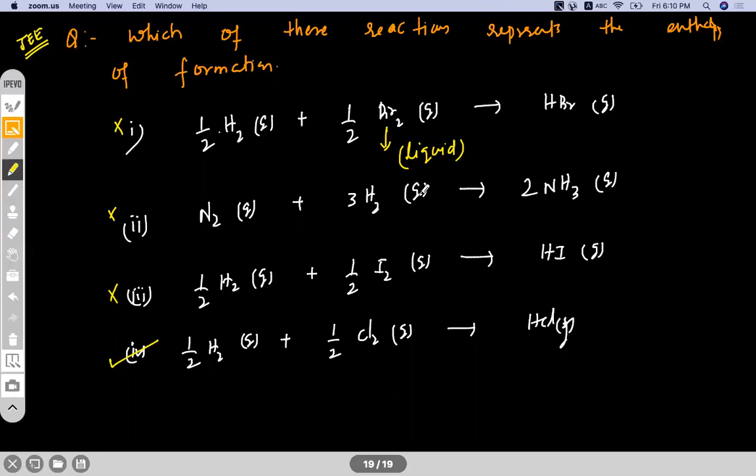This, the reference state is fine, but here it is given 2 moles. It should be 1 mole. Hence, this is also not right. H2 and I2, the reference state of iodine is solid. It is not gas. This is also not correct. Chlorine, the reference state is gas, and this one is fine. So you should know the reference state of the element. Correct.